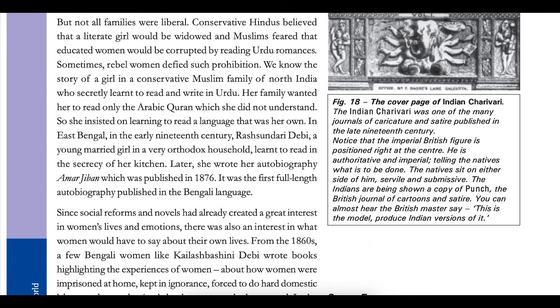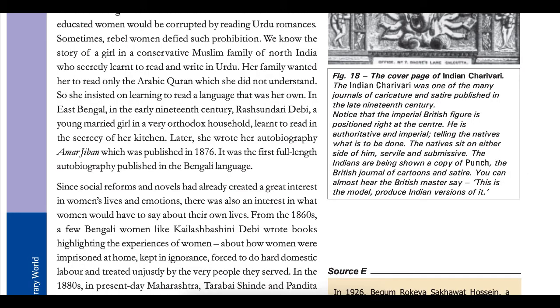But not all families were liberal. Conservative Hindus believed that a literate girl would be widowed, and Muslims feared that educated women would be corrupted by reading Urdu romances. Sometimes rebel women defied such prohibition. We know the story of a girl in a conservative Muslim family of North India who secretly learned to read and write in Urdu. Her family wanted her to read only the Arabic Quran, which she did not understand. So she insisted on learning to read a language that was her own.